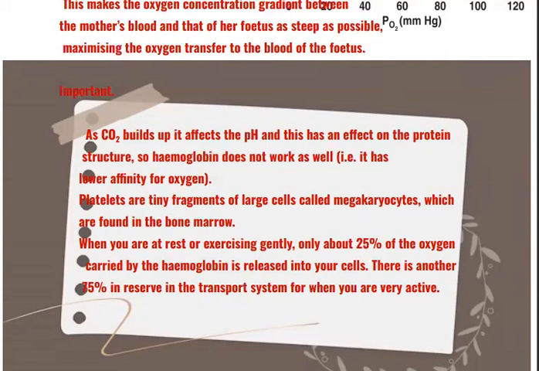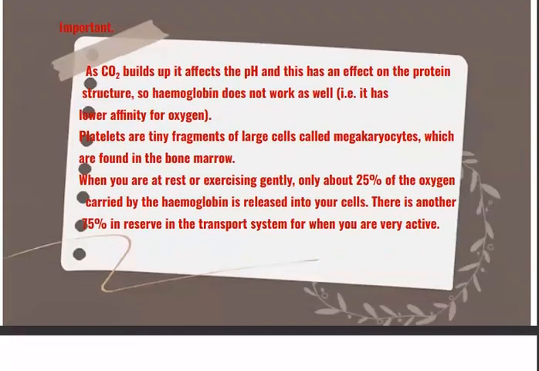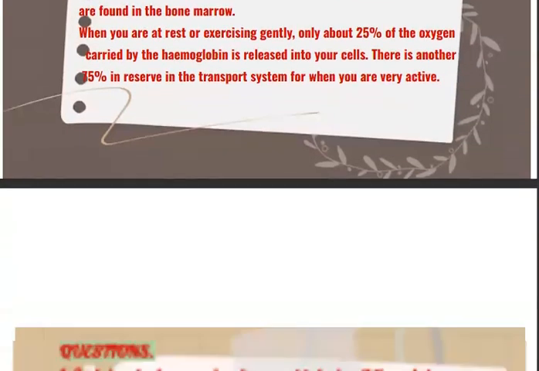Platelets are tiny fragments of large cells called megakaryocytes, which are found in the bone marrow. When you are at rest or exercising gently, only about 25% of the oxygen carried by the hemoglobin is released into your cells. There is another 75% in reserve in the transport system for when you are very active.